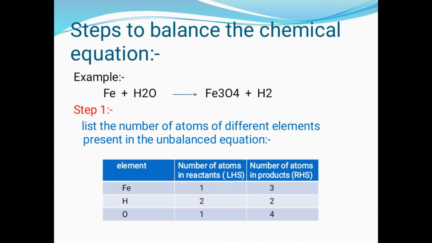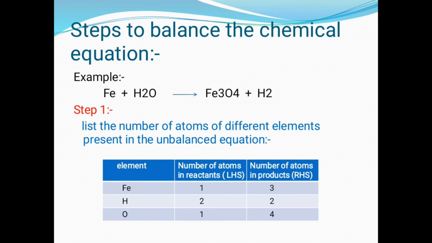Now we will see how to balance the chemical equation. In order to see how to balance the chemical equation, we will take the example of Fe plus H2O giving rise to Fe3O4 plus H2. Here, first we will see the different atoms that are present. We will make a table. The different atoms present in this reaction are Fe, H and O.